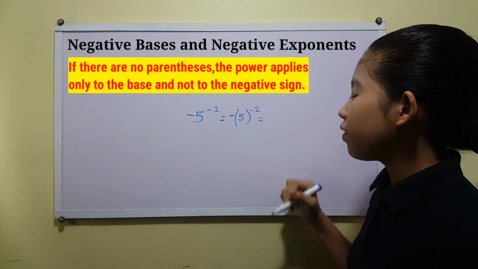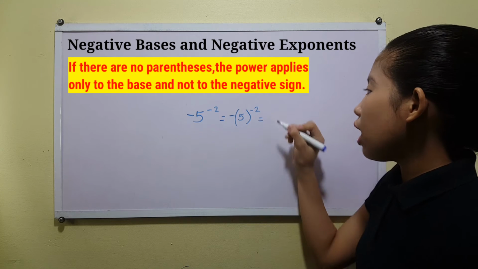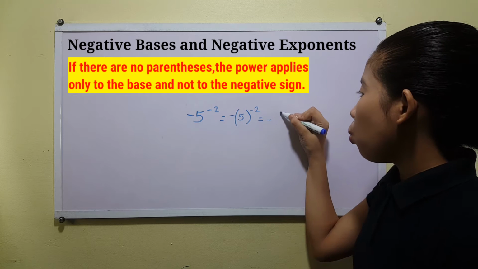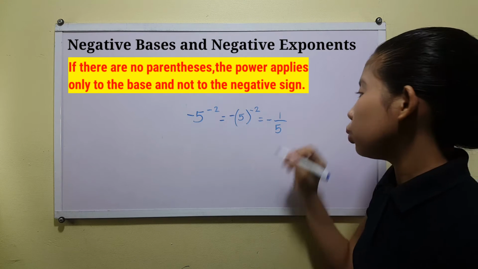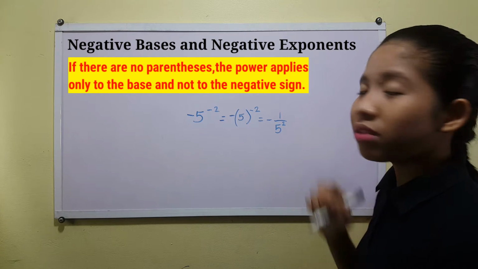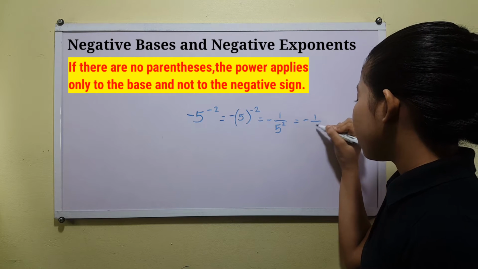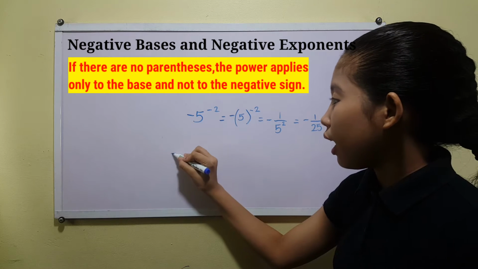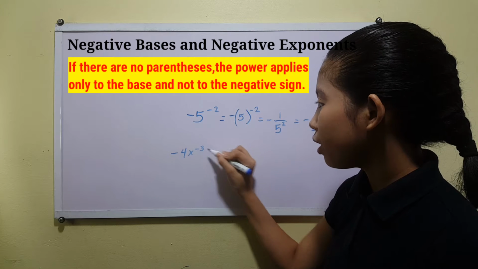Next, we are going to look for the reciprocal of 5 because its exponent is a negative. So copy the negative sign. And the reciprocal of 5 is 1 over 5. And the exponent is 2. So our answer is negative 1 over 5 squared, or negative 1 over 25.